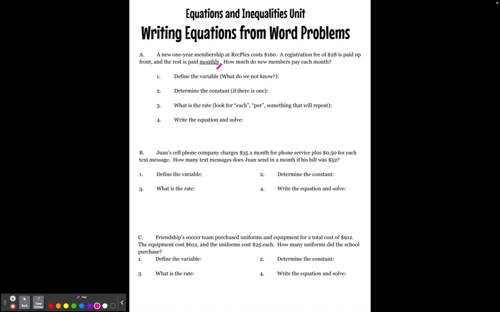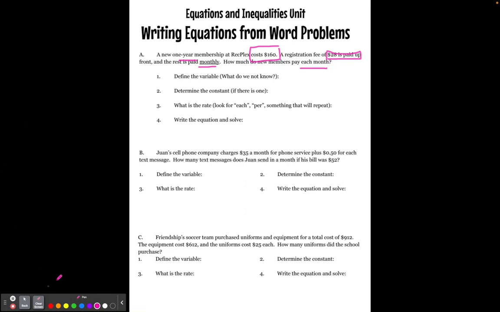A new one-year membership at Rexplex costs $160. Okay. That's what the whole yearly membership is, right? 1 year, 160 bucks. You have a registration fee of 28 bucks and that's paid upfront. So as soon as you walk in, they're like 28 bucks, give it to me now, right? Got to give it right off the bat. And then the rest of that $160 is going to be paid monthly. So how much do new members pay each month?